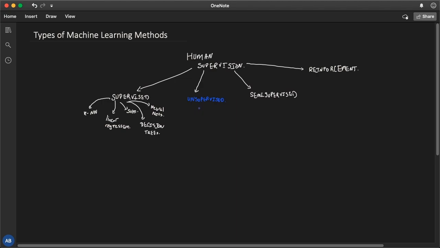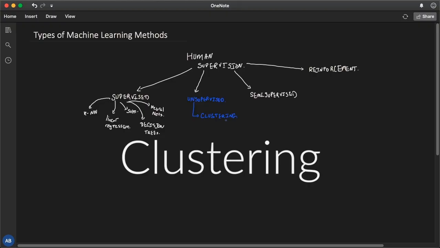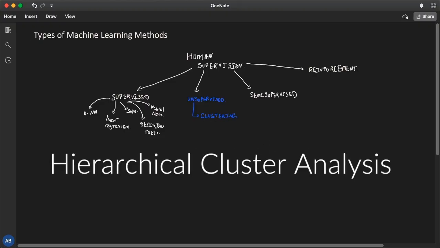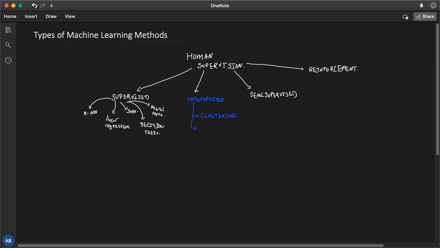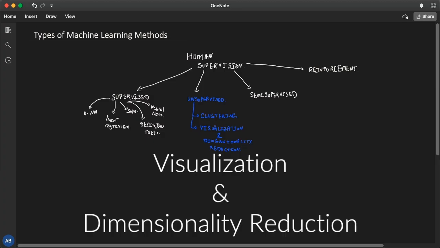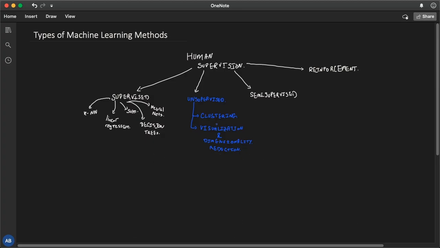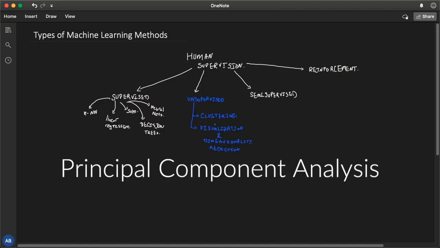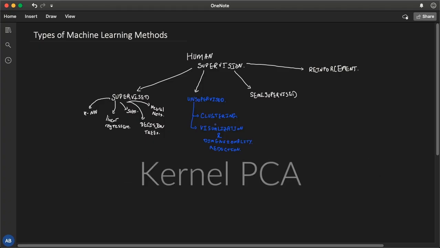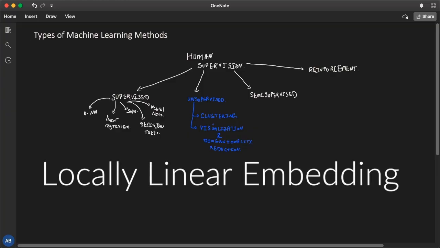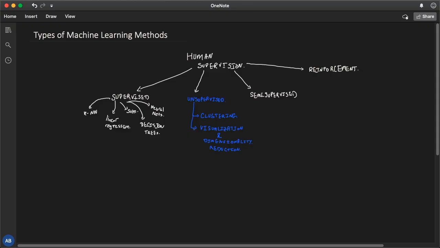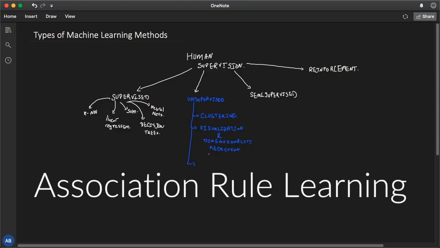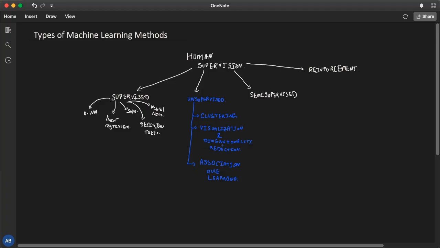And really, there are a lot of methods here as well, such as clustering methods that include k-means, HCA, and EM, expectation maximization. We've also got a class of methods known as visualization and dimensionality reduction methods, such as the well-known principal component analysis, PCA, followed by kernel PCA, LLE, also known as locally linear embedding, and t-SNE, which stands for t-distributed stochastic neighbor embedding. And last but not least, we've got association rule learning, such as Apriori or Eclat.